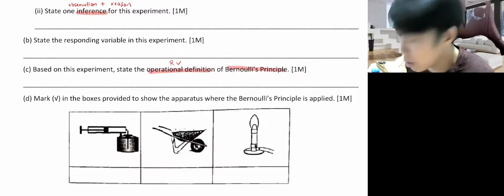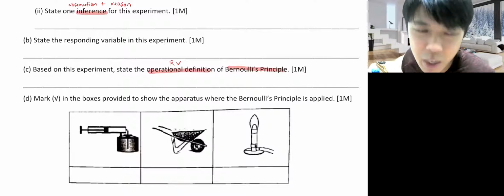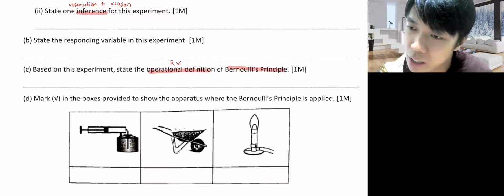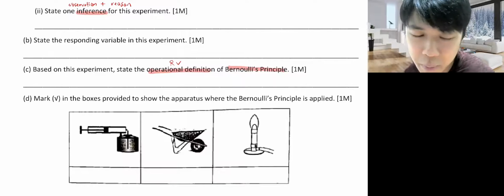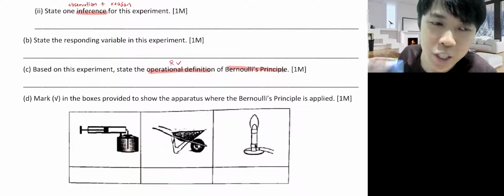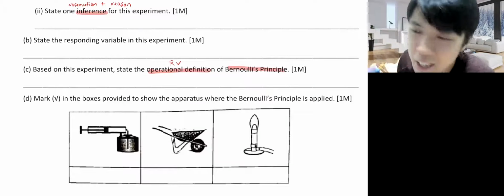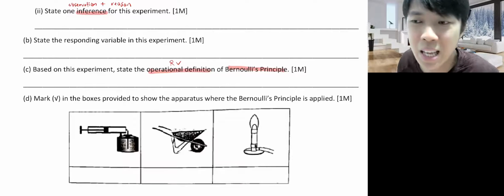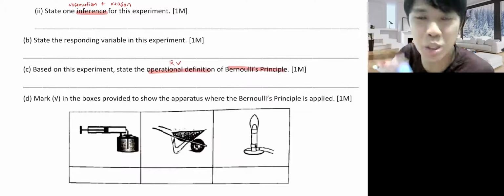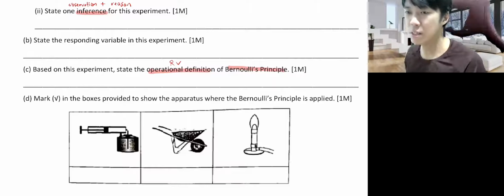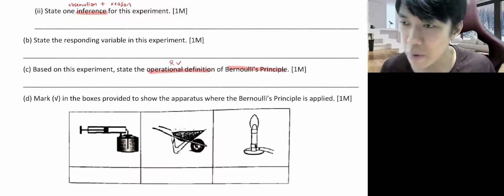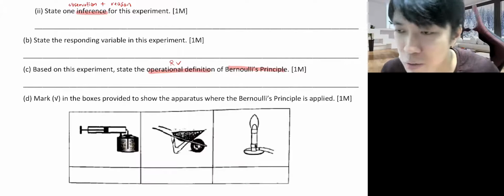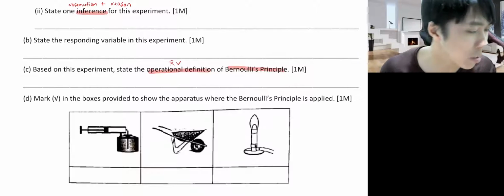What is Bernoulli Principle? How am I going to explain this to this 5-year-old kid? She's not going to understand, right? If you explain the theory. So the best way is to explain based on things that the kid can see, which is your responding variable. You want to try that, everyone? We've been writing this for so many weeks already.